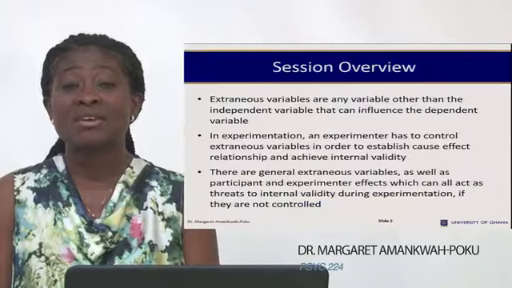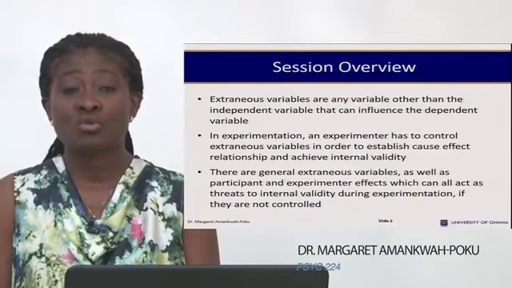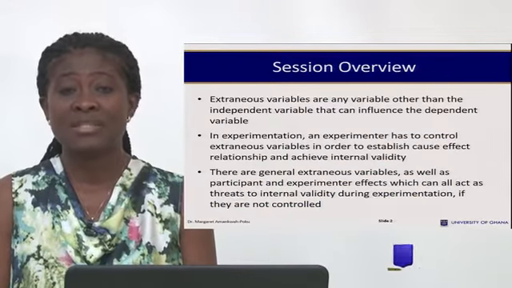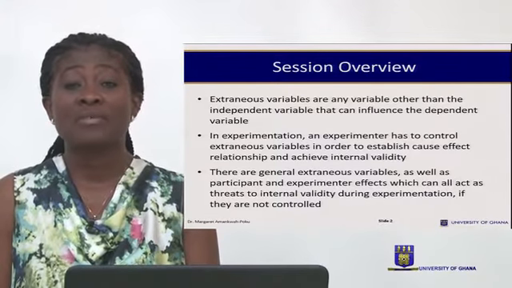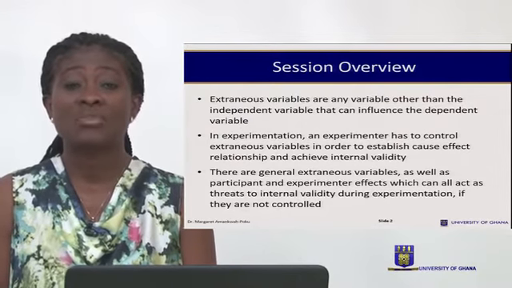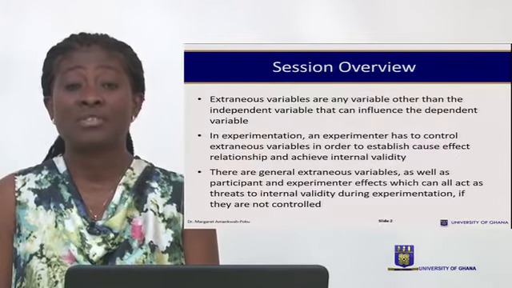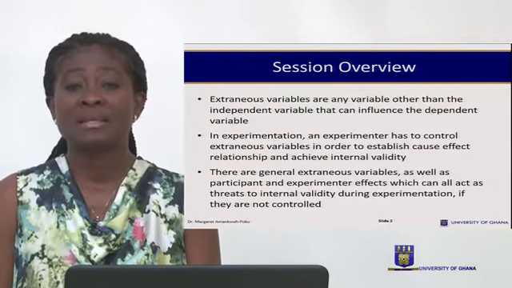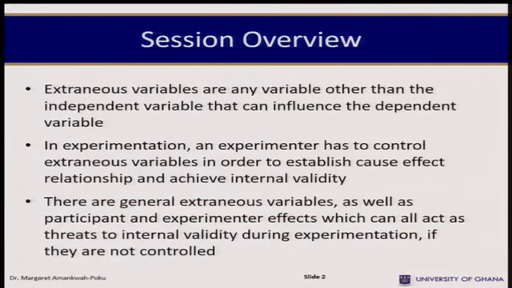So I've mentioned over and over again about extraneous variables and how they have to be controlled in experimentation. I've mentioned the fact that extraneous variables can act as independent variables, and that is why it is necessary to control them. So in every experiment, you are likely to have extraneous variables affecting the outcome of a study, and that means that internal validity is affected as well.